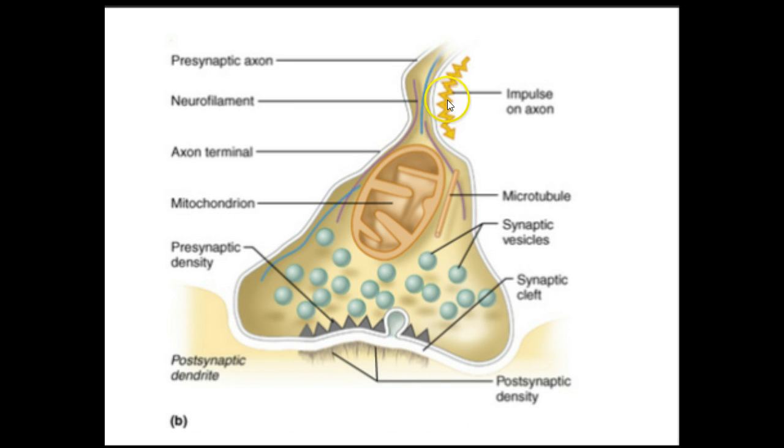So here we have mitochondria and microtubules, our basic cell components. Here we have the presynaptic axon right here, or density, synaptic cleft, and then postsynaptic dendrites right here.